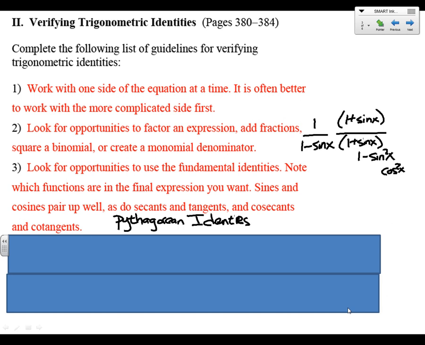I can't spell or think right now. It's the end of the day. That's not spelled right either. Identities.